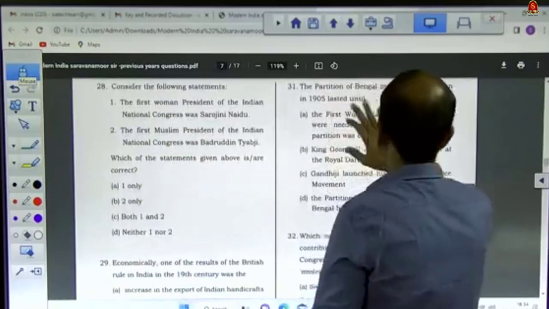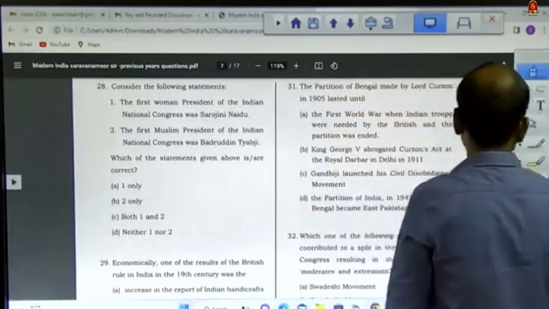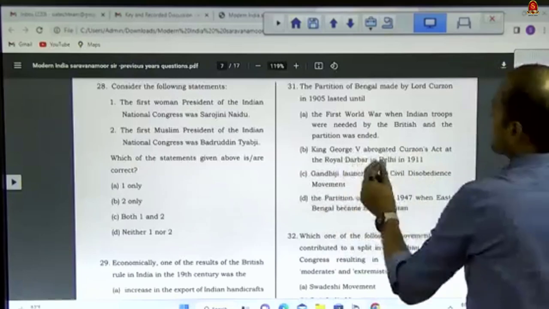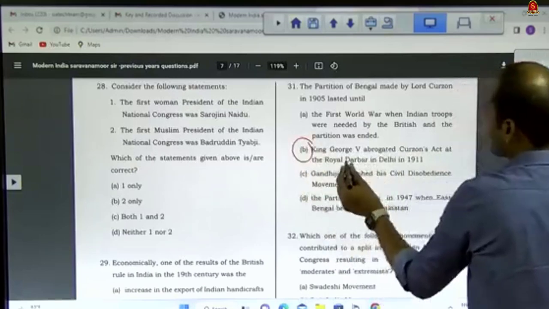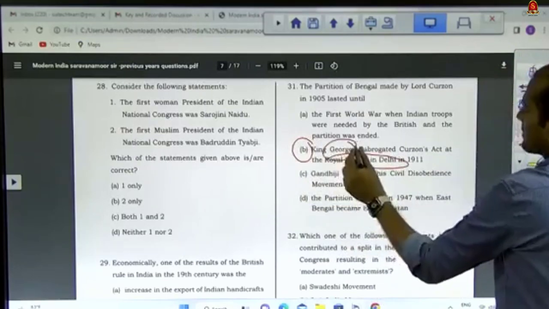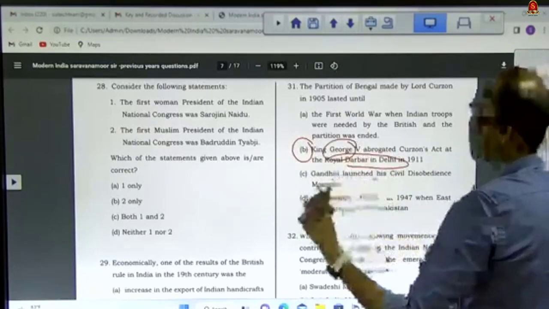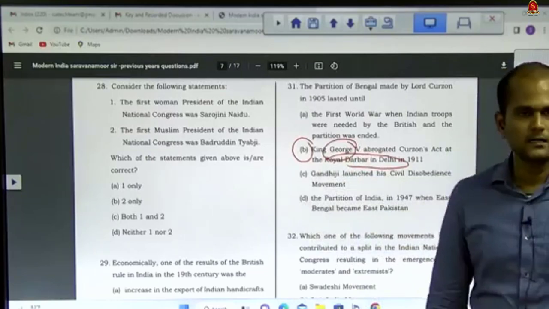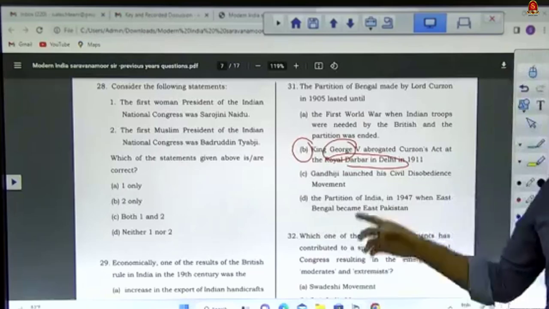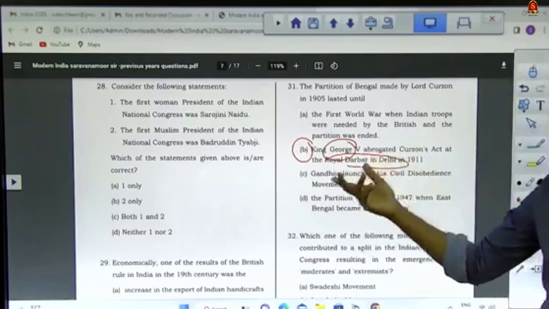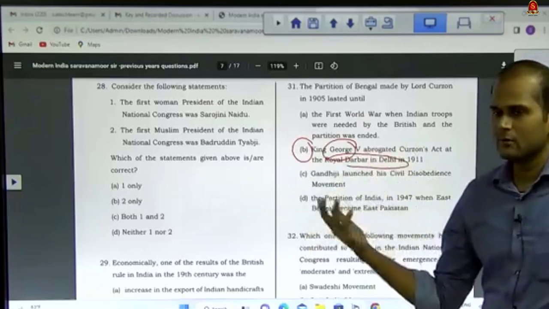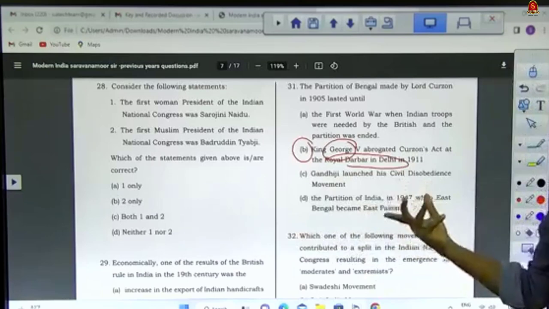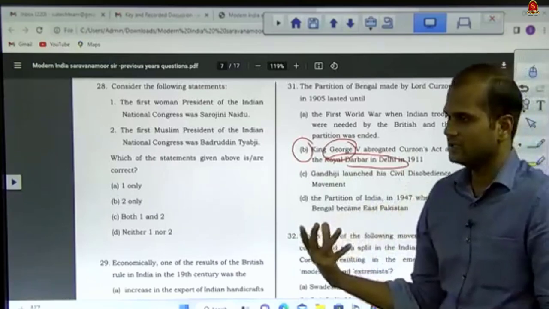The partition of Bengal lasted until King George abrogated Curzon's Act in the Royal Darbar. This is very important. A Royal Darbar was held where King George was coronated. There were a lot of Darbars. One is the Allahabad Darbar, where the Queen's proclamation was made. Another is the Royal Darbar where King George was coronated. One of the things was the abrogation of the partition of Bengal, but at the same time, in the Royal Darbar only, the British announced their intention to change the capital from Calcutta to Delhi.